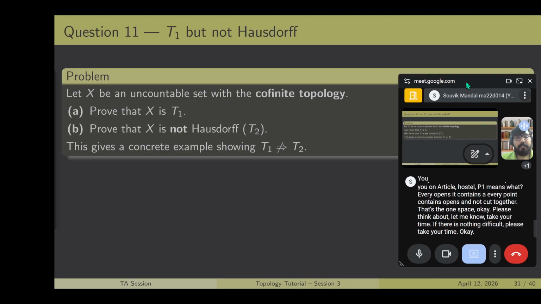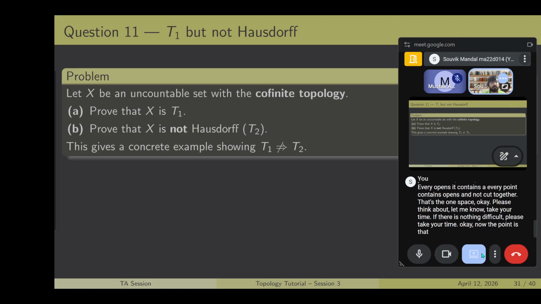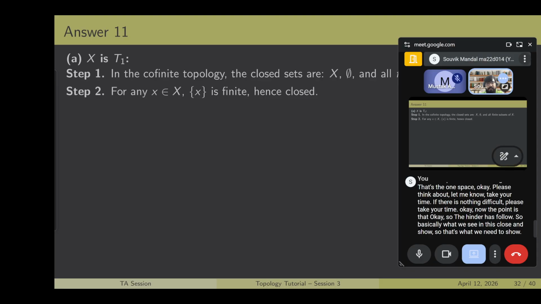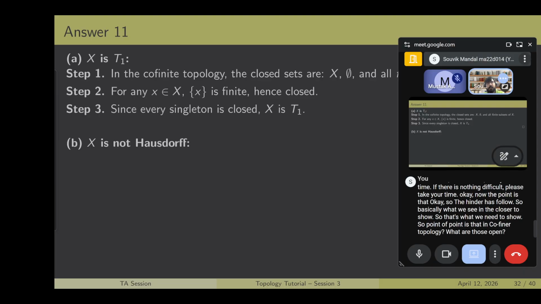Okay, now the hint is as follows. Basically, for T1 we need to show that singletons are closed. In the cofinite topology, what are the open sets? An open set is one whose complement is closed, correct? So the closed sets are precisely the finite sets, right?